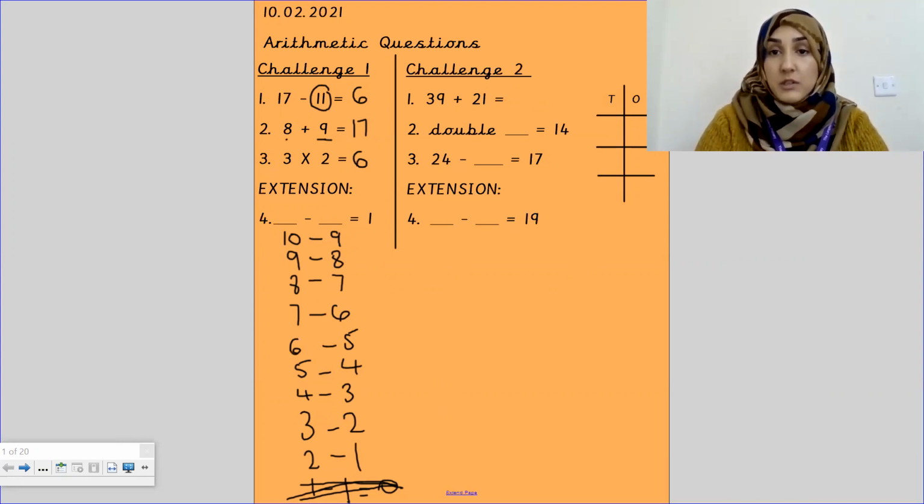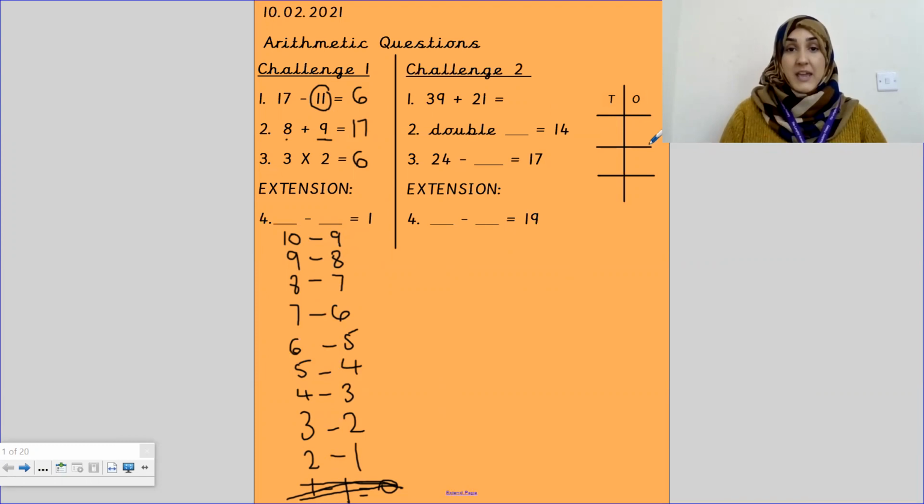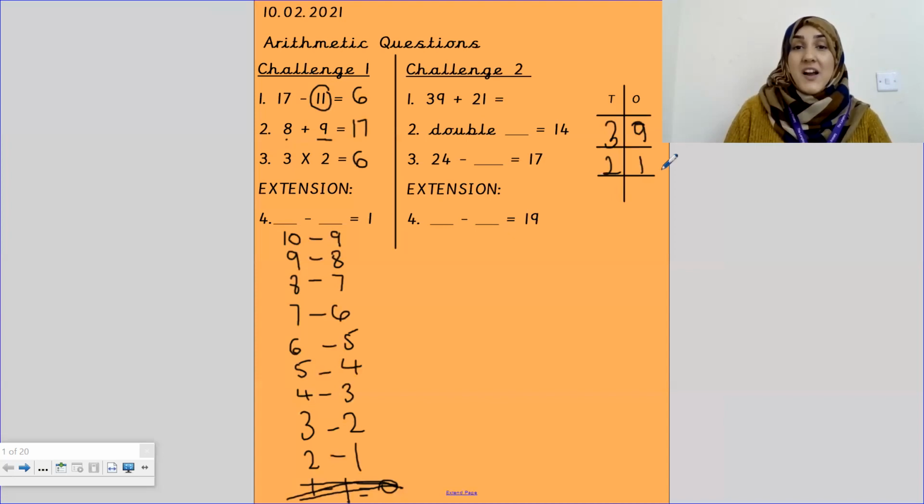Let's make my screen a bit smaller because you can't see the tens and ones. Okay, I've got 39 add 21. I'm going to use my column addition. 39 add 21. So 9 add 1 is 10. I've got 0 ones in 10 and I've got 1 ten underneath here. 3 add 2 equals 5, add 1 more equals 6. So 39 add 21 equals 60.